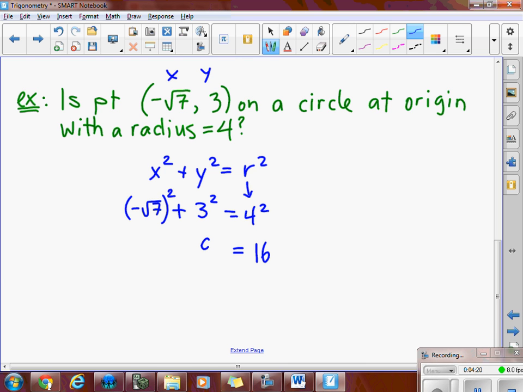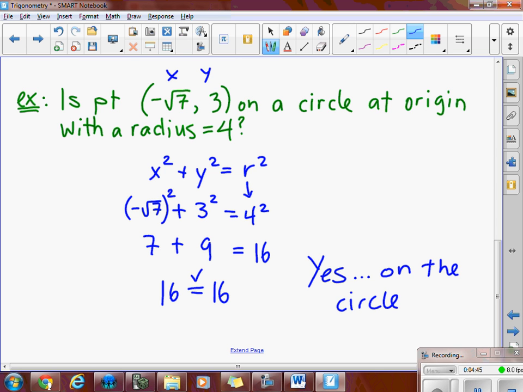3 squared, that's 9. And hopefully from grade 10 and grade 11, you can remember that negative times a negative is positive, and the root of 7 times the root of 7 is simply 7. And if you look at here, 7 plus 9 is 16. 16 does equal 16, so we can conclude, yes, it's on the circle, just simply because the left side equaled the right side.